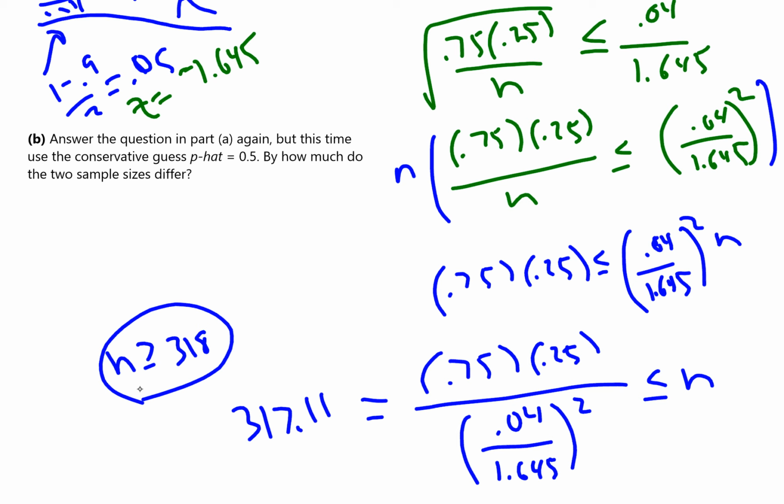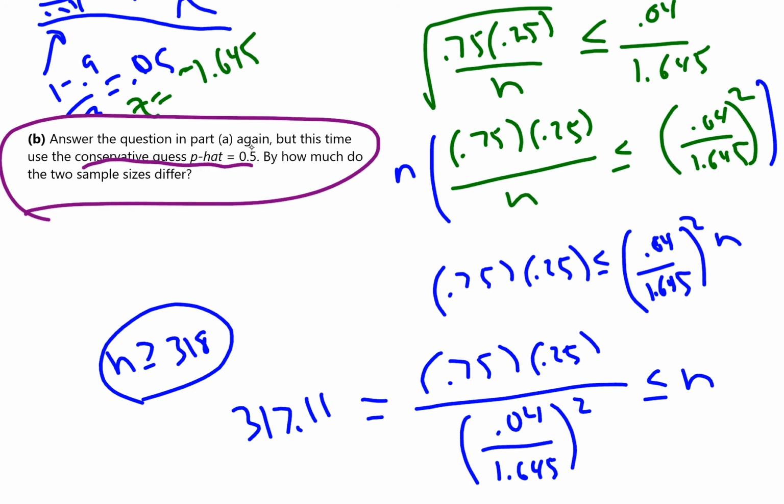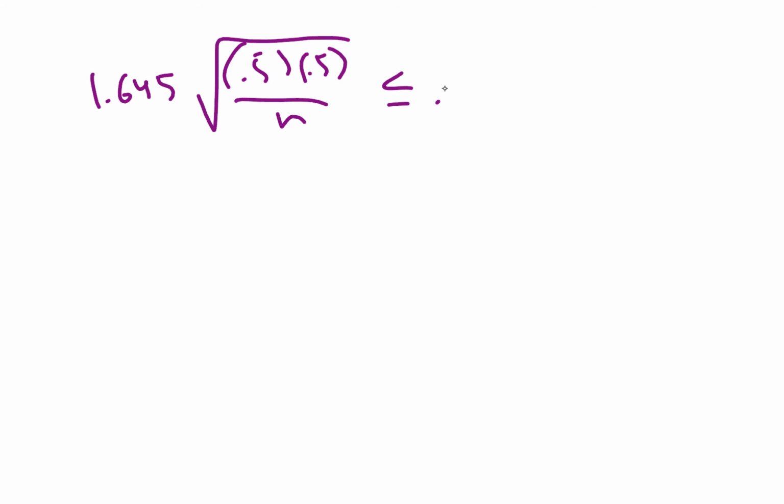Okay. So what you'll notice is there's a part B to this question, and they're asking us, what if we use the conservative guess of p hat equals 0.5? So that's an interesting question. All right, so everything gets done the same way, except instead of using p hat equals 0.75, you get p hat equals 0.5. So you would have here 1.645 times the square root of 0.5 times 0.5 over n is less than or equal to 0.04. And you'd proceed and solve this in the same way. If you were to do that, you would get n is greater than or equal to, let's go calculate that for you.